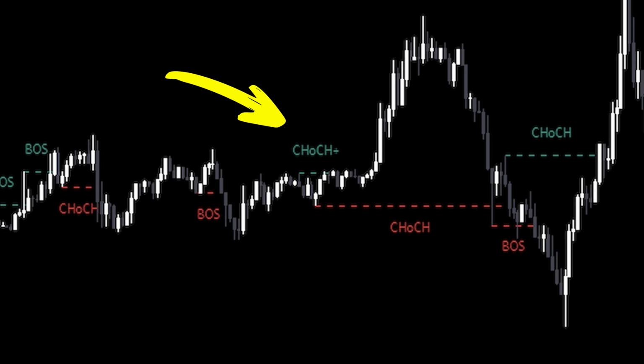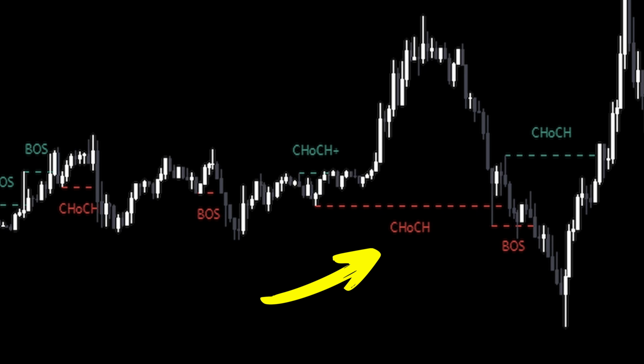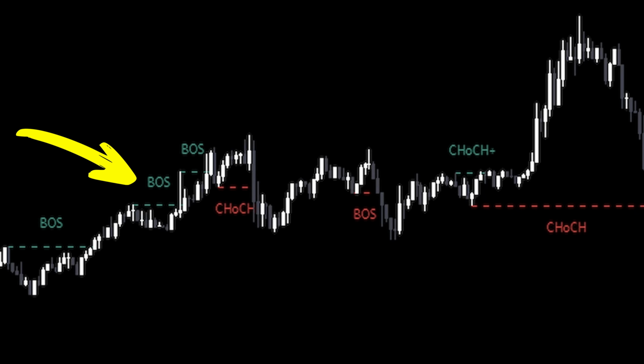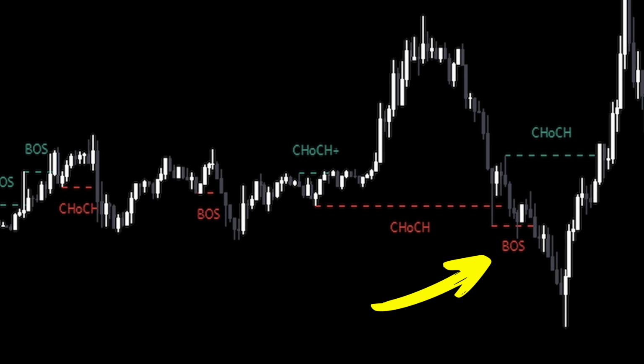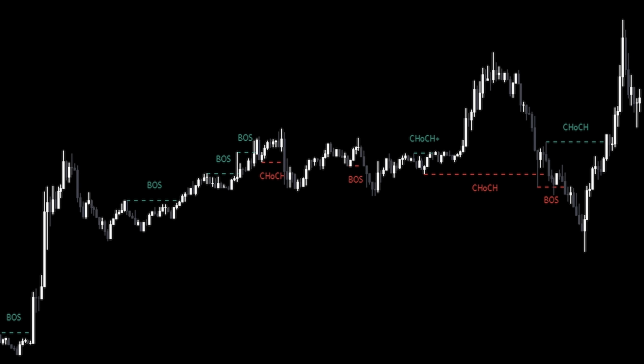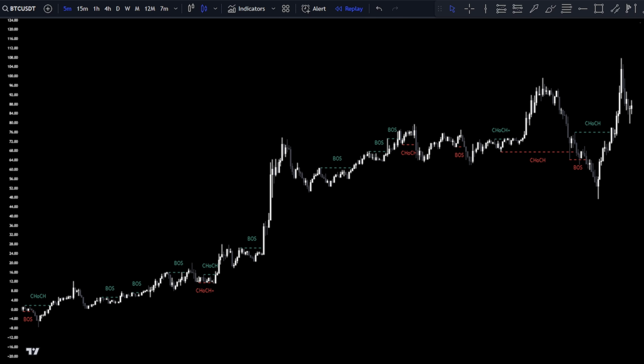First, the change of character or CHoCH, which can signal a potential market reversal when price breaks a previous high or low. Then, there's the break of structure or BOS, often indicating trend continuation as the price pushes past prior swing points. Together, these labels give us a clear visual guide to the market's underlying structure.